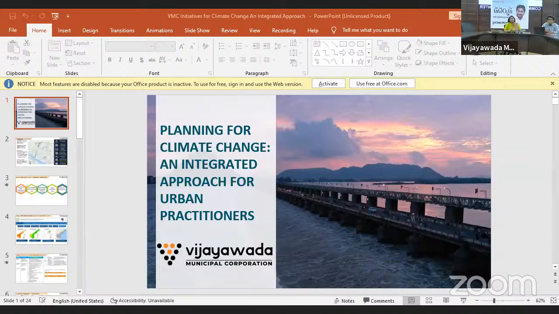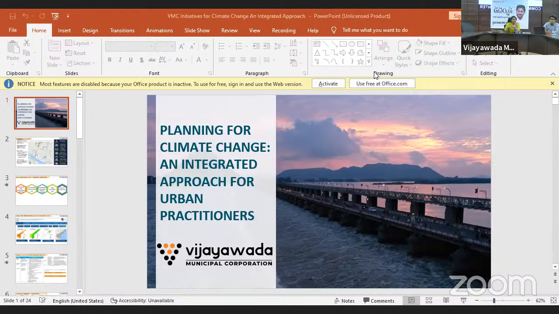So Vijayawada is a very tropical city, as you all know. Our association with UN Habitat is almost 2 years, so you all pretty well know about our Vijayawada city. Being a river city, we have so many challenges. First of all, we have flash floods.